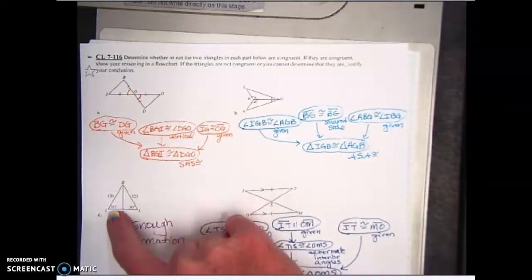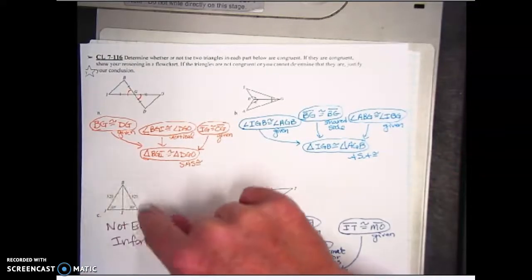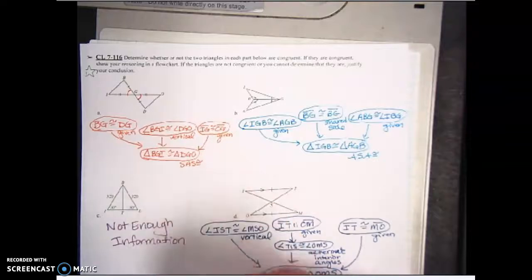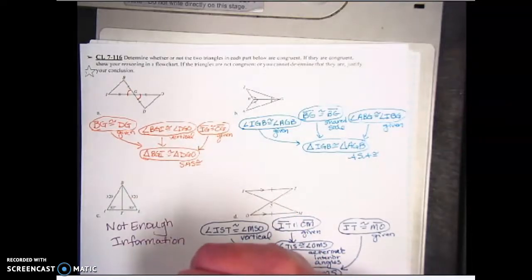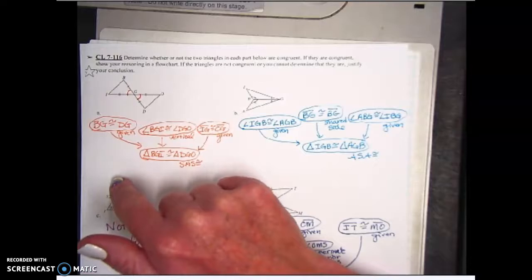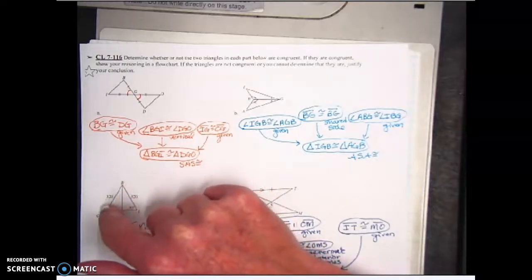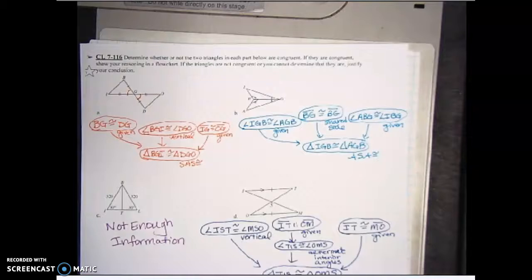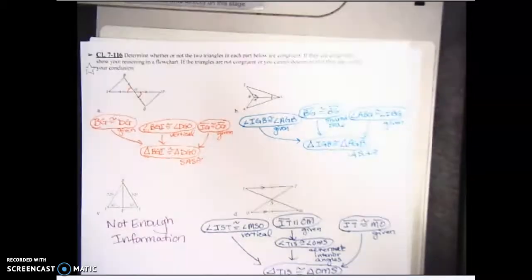Part C, we have an angle marked with 30 and an angle marked with 30, so we have an angle, and then we have a side and a side with 20. And we have a shared side, so that would give us angle, side, side. So basically we do not have enough information, or it would have been angle, side, side, which spells a bad word and does not work.